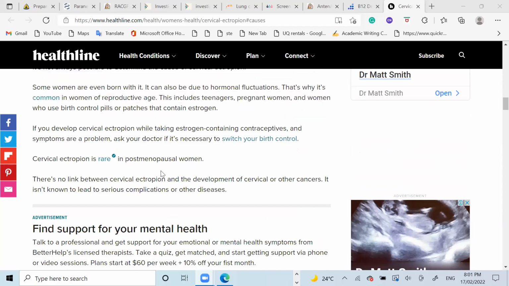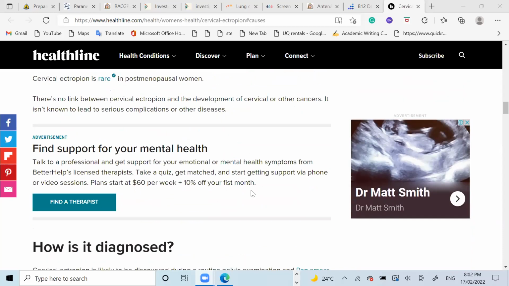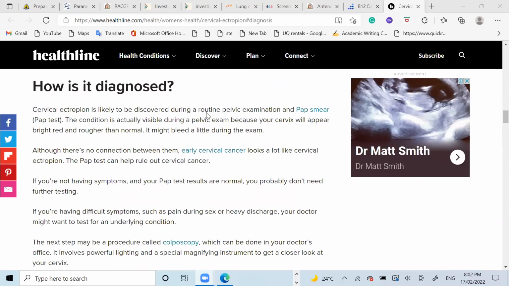This is the 3 Ps. It is very rare in the postmenopausal female. That is why if they come with a postcoital bleed, we send them to colposcopy because we suspect some nasty growth or lesion is going on. How is it diagnosed? It is discovered during a routine pelvic examination and pap test. The condition is actually visible during a pelvic exam because your cervix will appear red and rougher than normal, and it might bleed during the exam. Although there is no connection, early cervical cancer does look like that. So we have to be on the safe side and do the pap test.